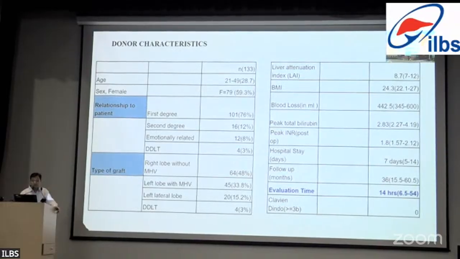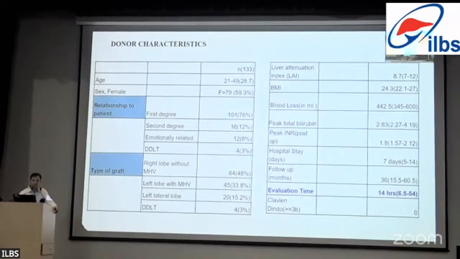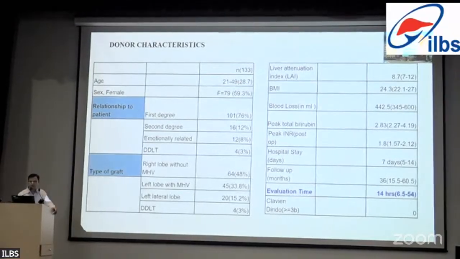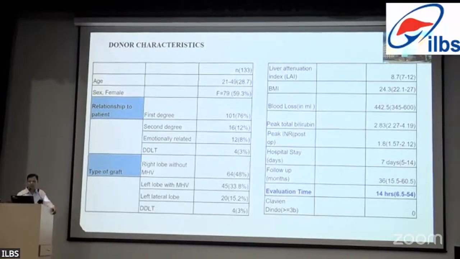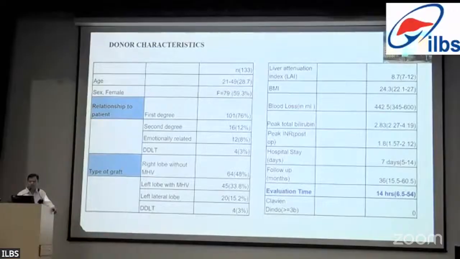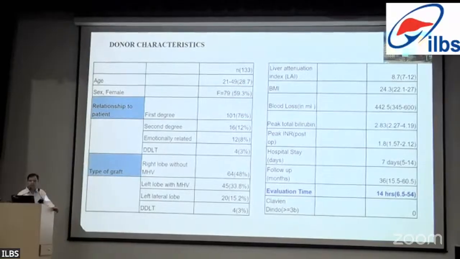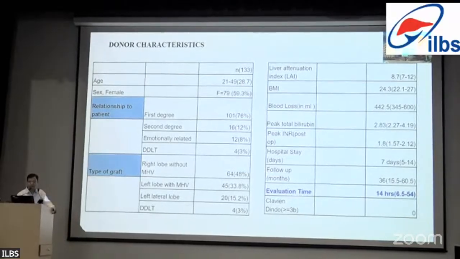This is the donor characteristic, that is liver attenuation index. BMI is 24.3, and cumulative blood loss per case is 440 ml. Peak post-operative bilirubin is 2.83, INR 1.8. Hospital stay is on an average 7 days, and follow-up of these donors is up to 36 months. And the most important thing is evaluation time. When the donor first came to us for evaluation, it is 14 hours. Within 14 hours, all the 3 steps of the donor evaluation were completed. And depending upon the patient's clinical status and indication, the timing, then transplantation happened.